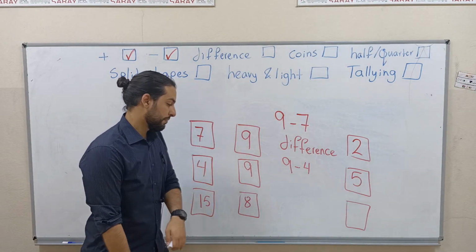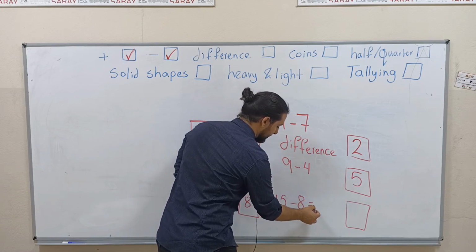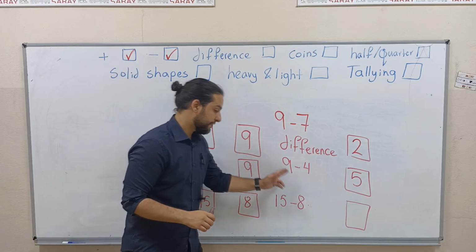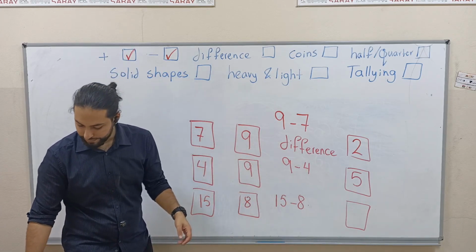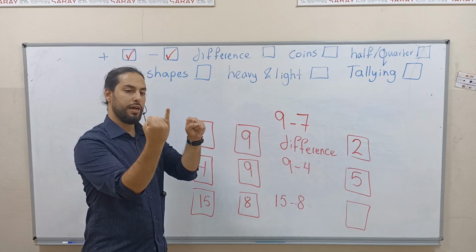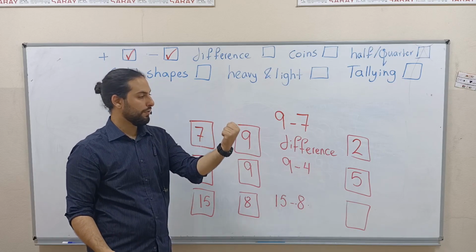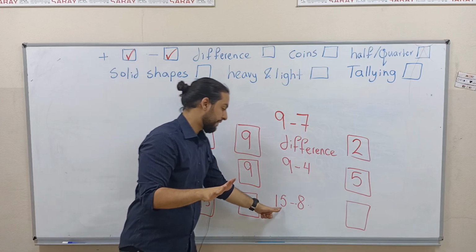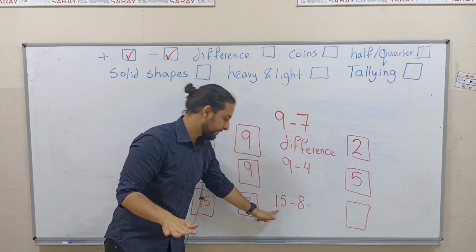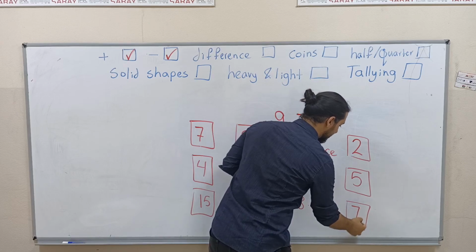Now when it comes to bigger numbers, like 15 minus 8, how can we do this? The way we can do this is we can count after 8 until we get to 15. So we want 15. We start counting after 8. So 9, 10, 11, 12, 13, 14, 15. We're at 15. So what's the difference between 8 and 15, or 15 minus 8? 7. Okay, I'll do one more just to explain how this works.